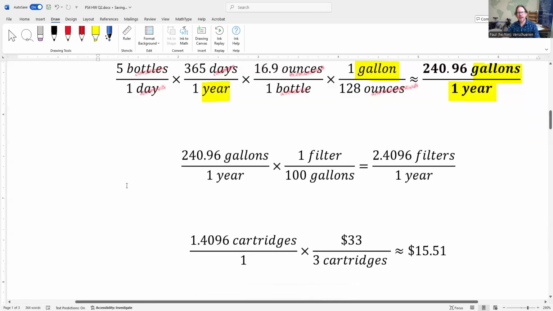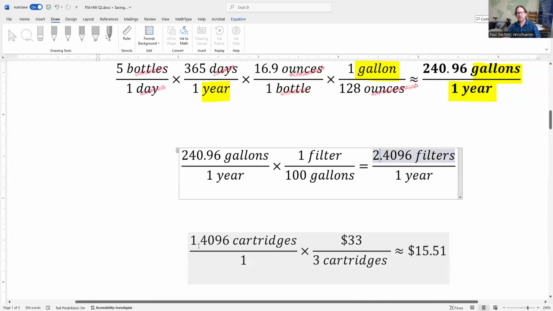And then after that, if we're talking about 240.96 gallons in 1 year, 1 filter gets us 100 gallons. That means 2.4096 filters are what we're going to take in a year. But remember, if we buy this device that goes to our sink, it comes with a filter. So we're actually only going to need 1.4096, 1 less than this.